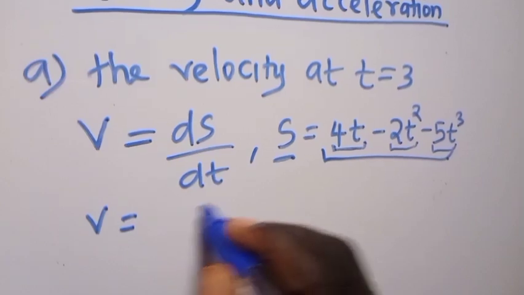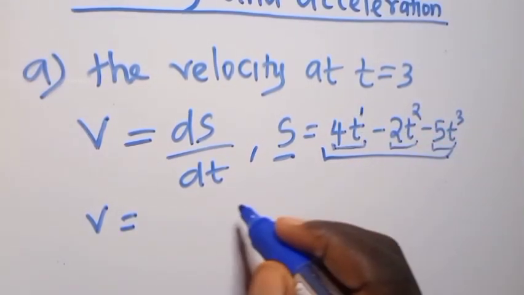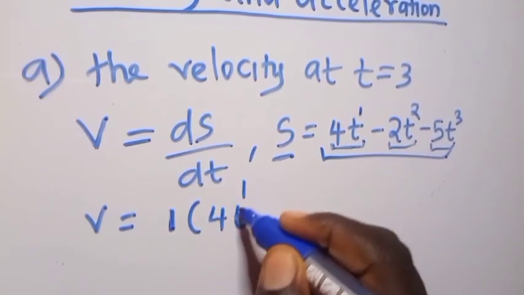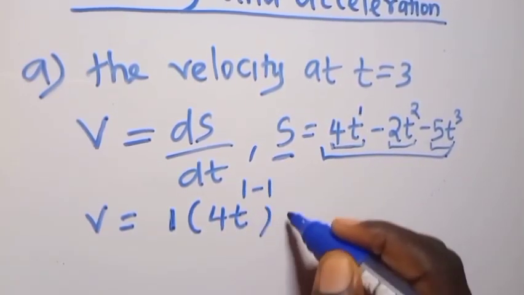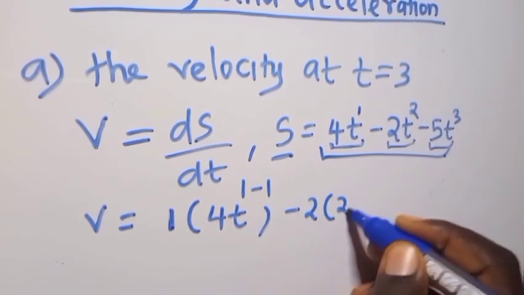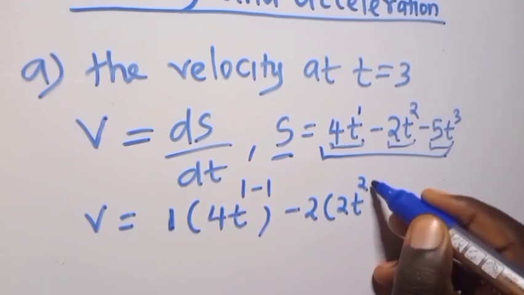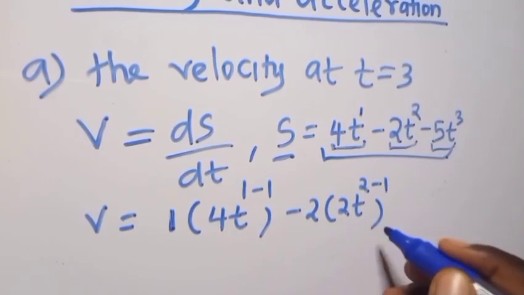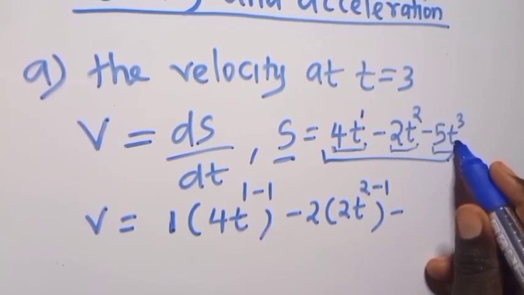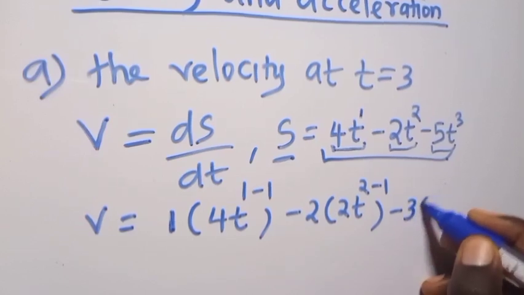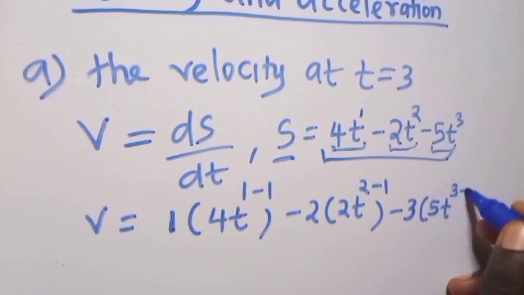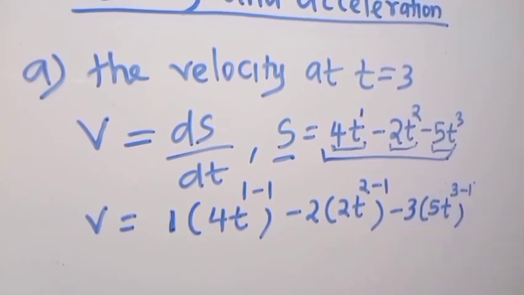Now, the power of t here is 1, so we multiply with 4t raised to 1, but we reduce the power by 1. Then minus, the power of t here is 2, so we multiply with the term 2t raised to 2, but we reduce the power by 1. Then minus, the power of t here is 3, so we multiply with the term 5t raised to 3 minus 1. That is what we have.